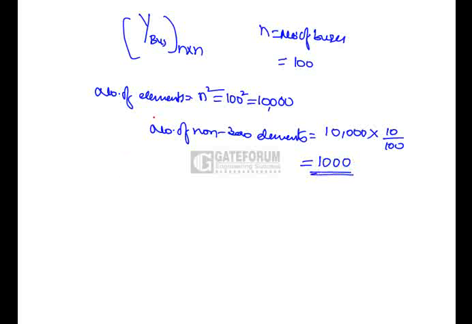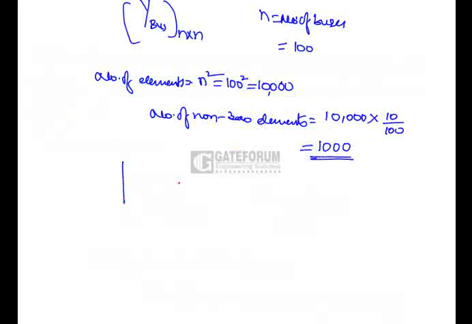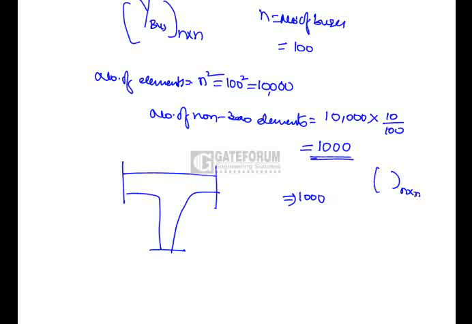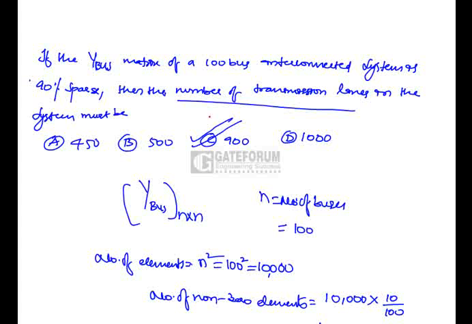Now what do we have to find here? The number of transmission lines. A transmission line is connected between two buses, like this. Between any two buses, transmission lines will be there. So out of these 1000 entries, how many self-diagonal elements are there here? Since it is an n bus system, an n by n matrix, the total number of self-diagonals is equal to n. So n is 100. So the number of transmission lines in the system is 900, which is option C.